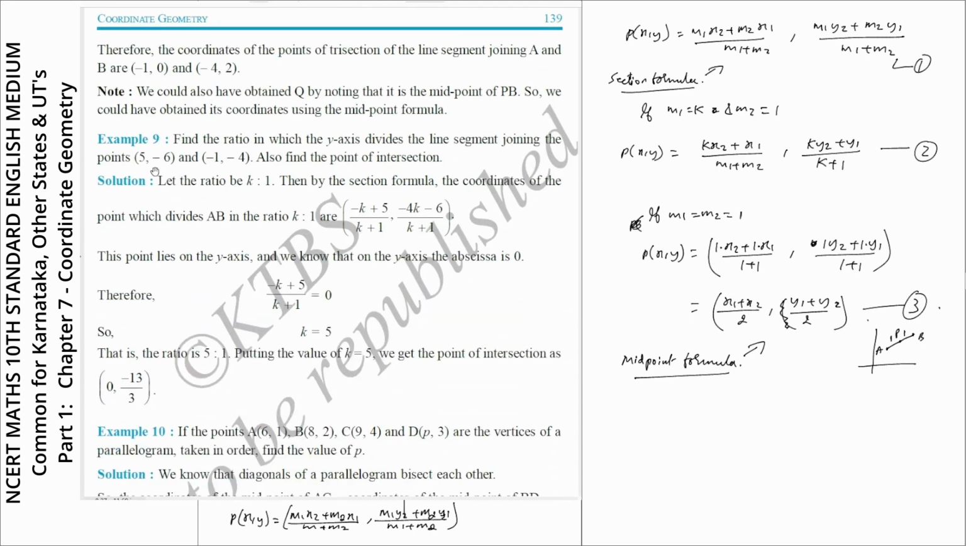Now here in this problem there are 2 points, 5 comma minus 6 and minus 1 comma 4, and the x-axis divides the line joining these 2 points. So what is that coordinate we should find?